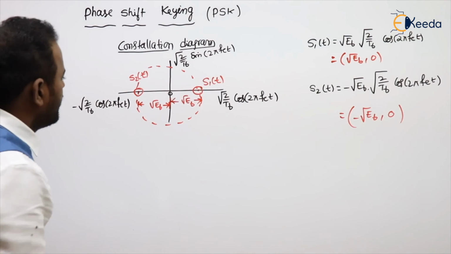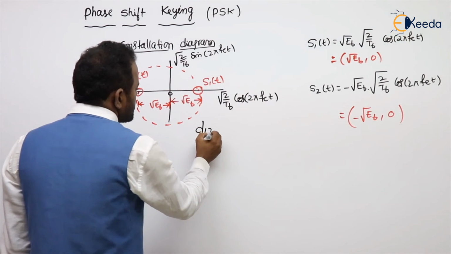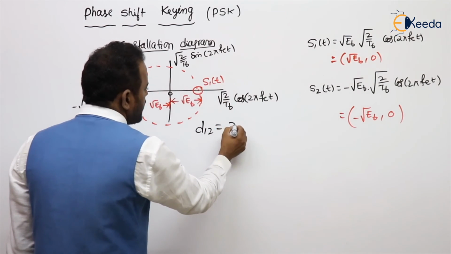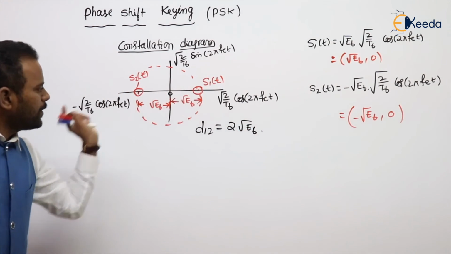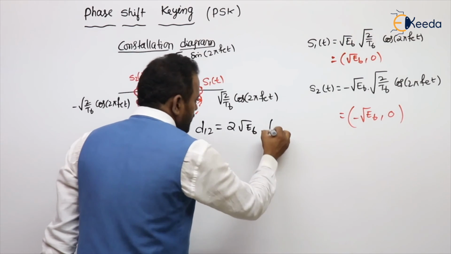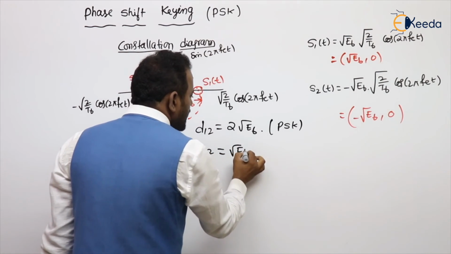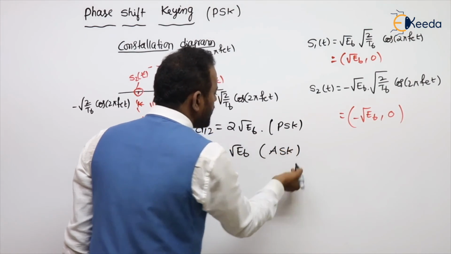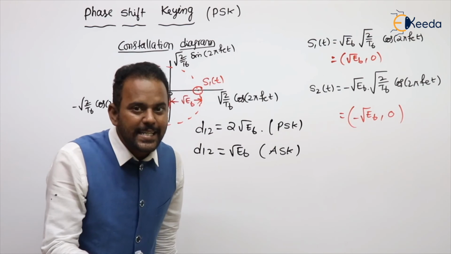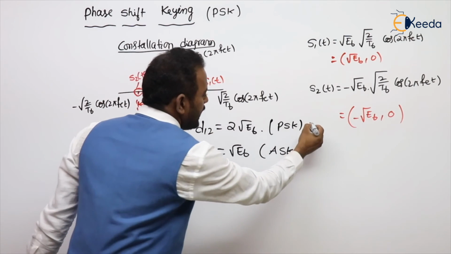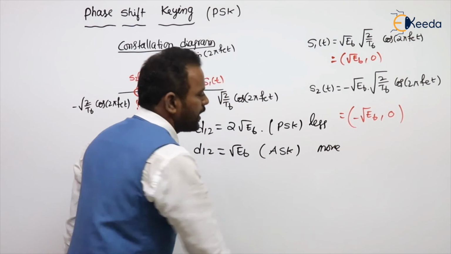What points can we learn from here? The first point you can learn is about distances. What is the distance between the signaling points? Two times root Eb, in the PSK scheme we got. What is the distance in the ASK modulation scheme? Only root Eb. So where will the probability of error be less? Less error means more distance. So here the probability of error is less, and here the probability of error is more when compared to PSK.